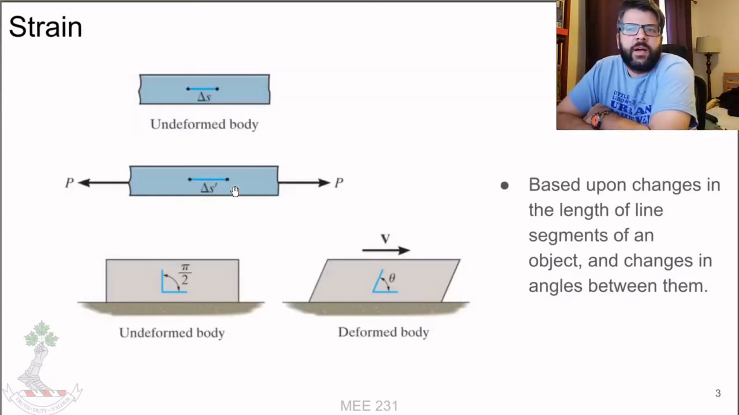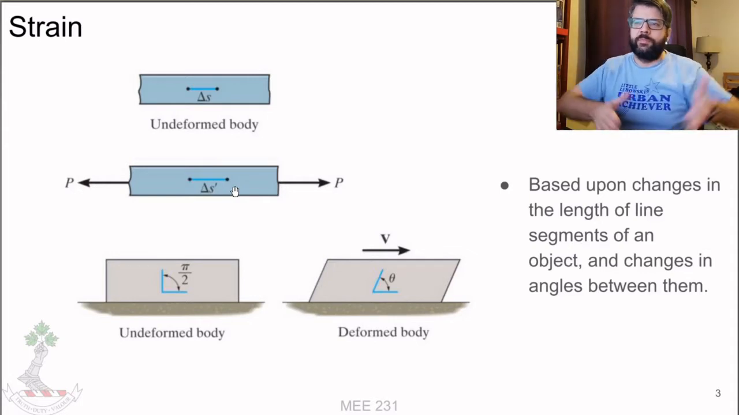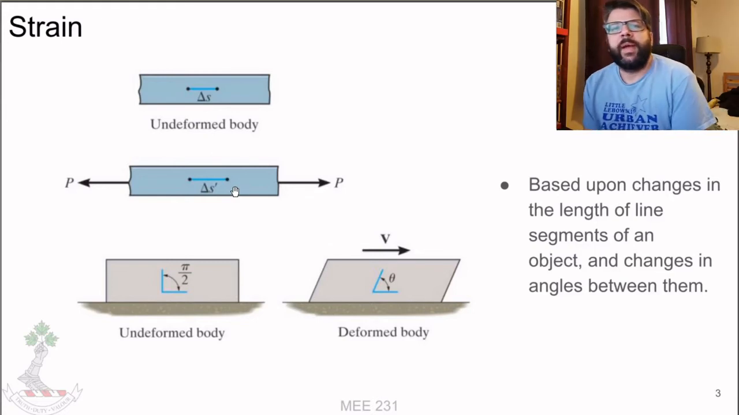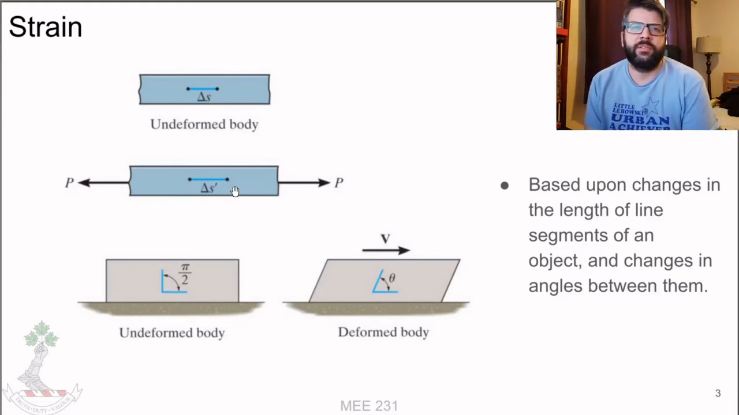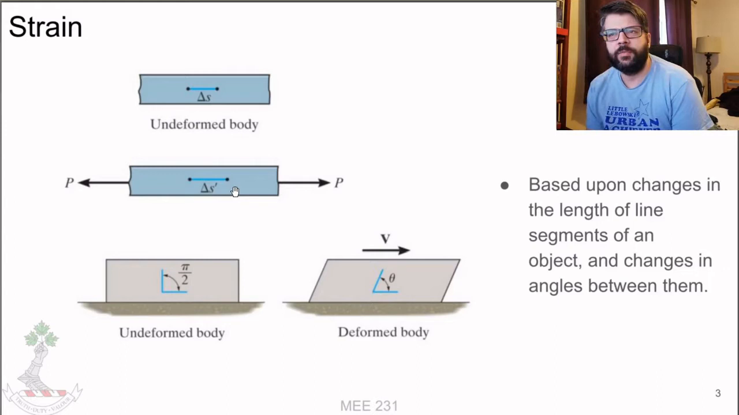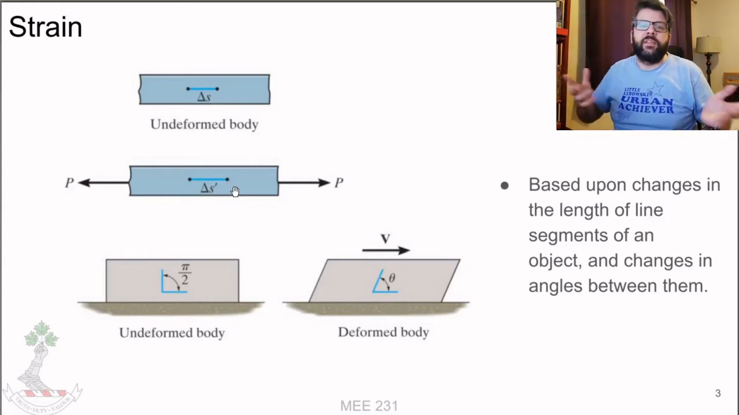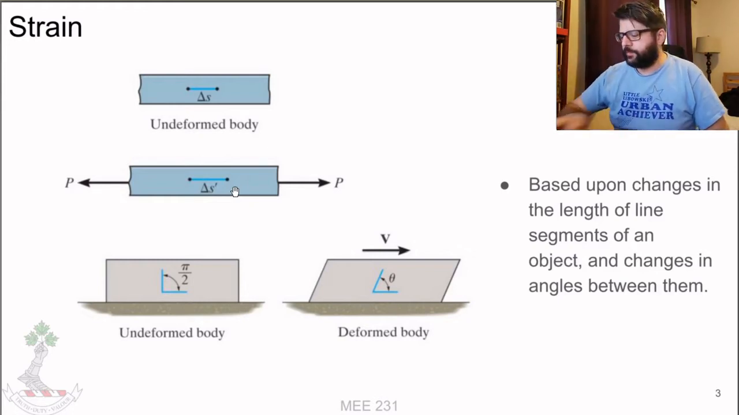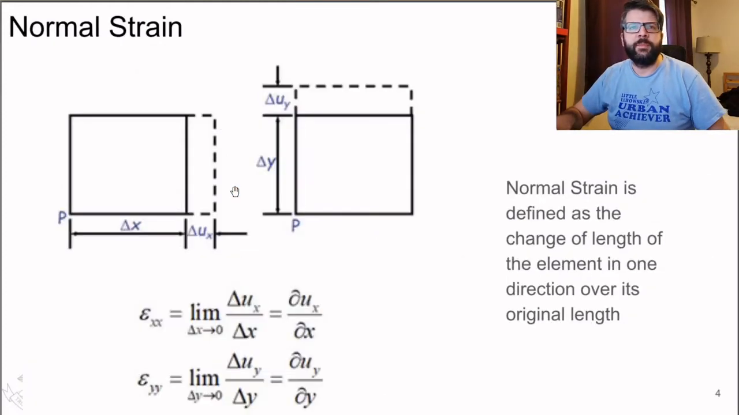So essentially, when you have some sort of force applied to the object, you can take measurements of a line on an object before and after loading, and essentially strain is what we use to define how those lines change shape. So like change their length basically, or how various lines on the object change their orientation relative to one another. So the angles in between them.